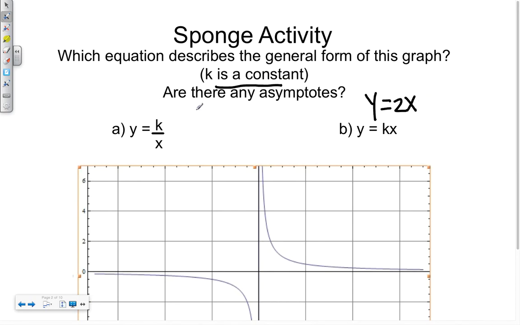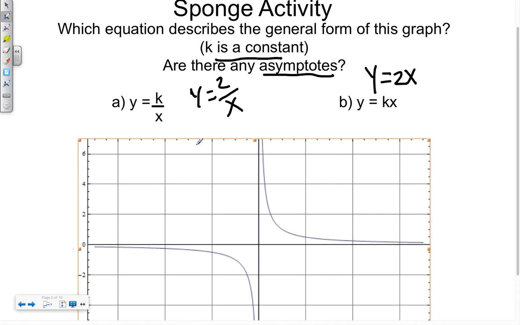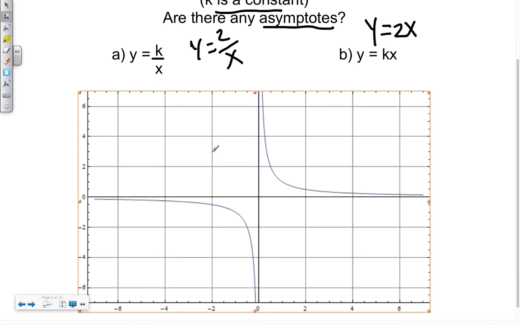If we look at this one here, y is equal to 2 over x, if we plug in k to be 2, this one is going to be a type of inverse variation, and it is going to have asymptotes, and that is because we're not going to be able to have 0 in our denominators. So therefore x cannot be 0 and y cannot be 0. And this is what it would look like.